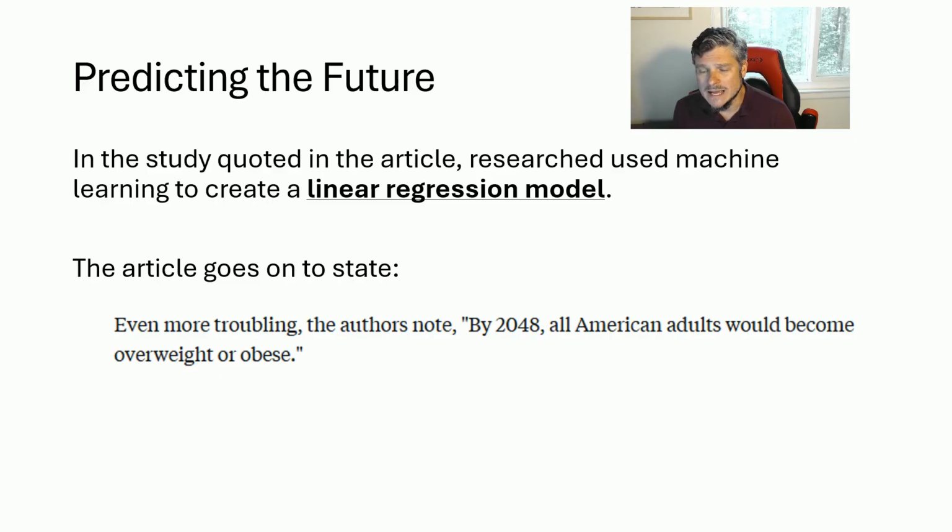Does that sound reasonable? All American adults, every single one, 100%, everyone's going to just become obese and overweight? No, that's ridiculous. And someone like ABC News should know a heck of a lot better than that, than to write an article and publish it that states something as ridiculous as that.